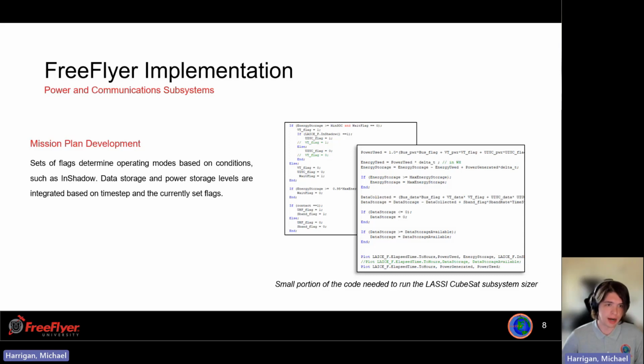Data storage and power storage levels are integrated based on the time step and what flags are currently triggered. If the payloads are active, then we should be generating more data, for example.